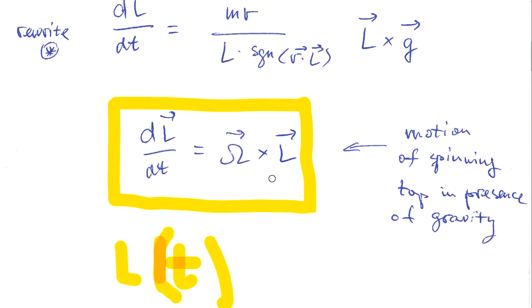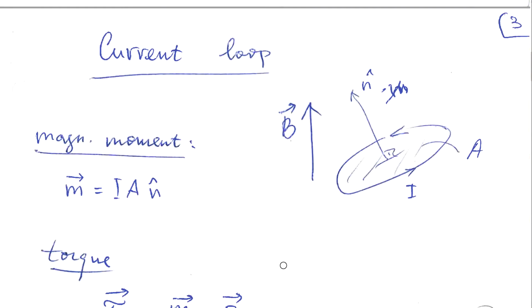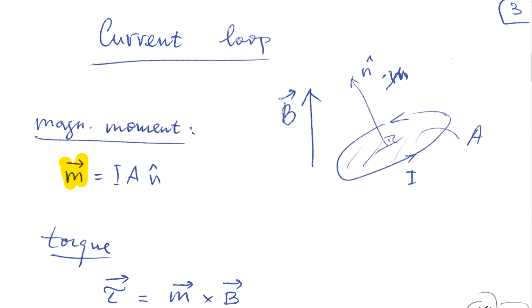The important part is to remember this, because this equation has a form very, very similar to the motion of a magnetic moment in the presence of a magnetic field. So the next part is the current loop, and as you remember, a current loop is related to magnetic moment. So you can say that the current loop moves in a magnetic field, but you can also treat it as a magnetic moment moving in the magnetic field. So the torque applied to the magnetic moment is M cross B.